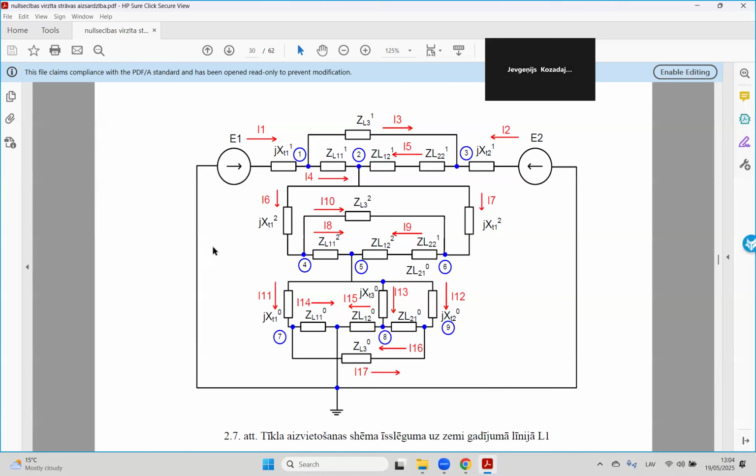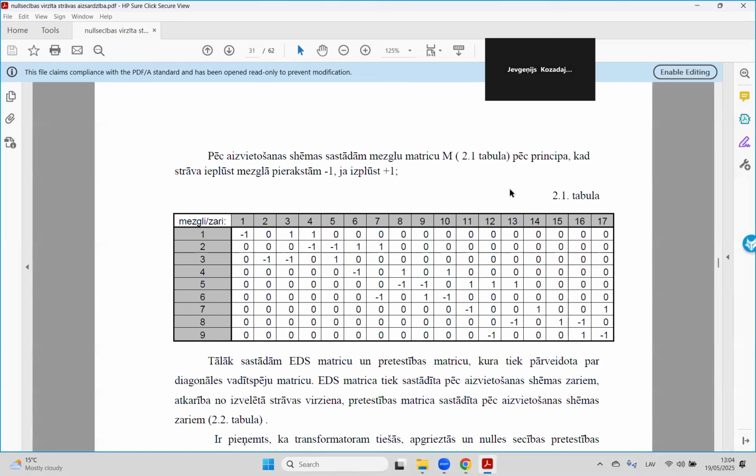Here you need to remember what a branch means. A branch is the connection between two nodes. One branch could contain several impedances or different real devices, but as they are in series, we know the same current flows through them. So this is one branch between two nodes, and that's why it is one current. We have current names and node names. Okay, next. Next, we need to fill the matrix.